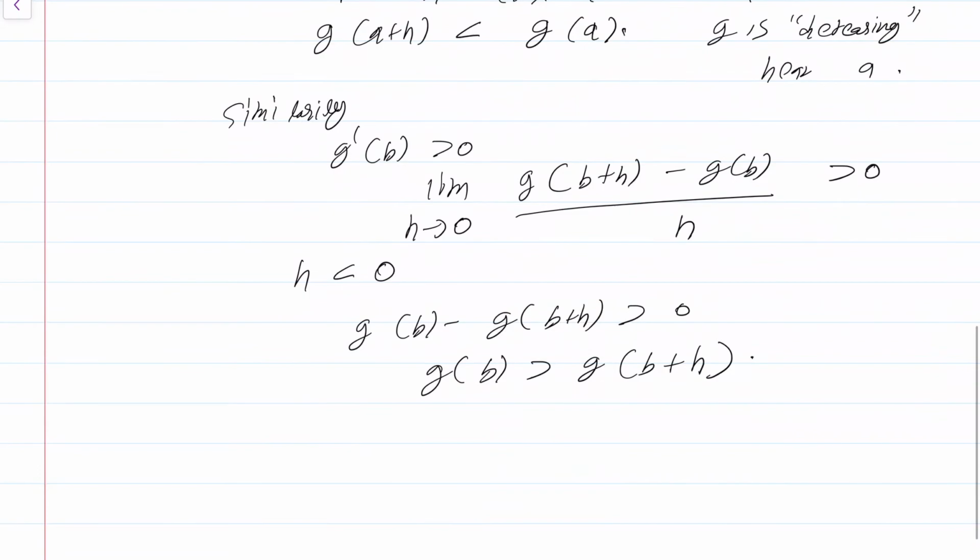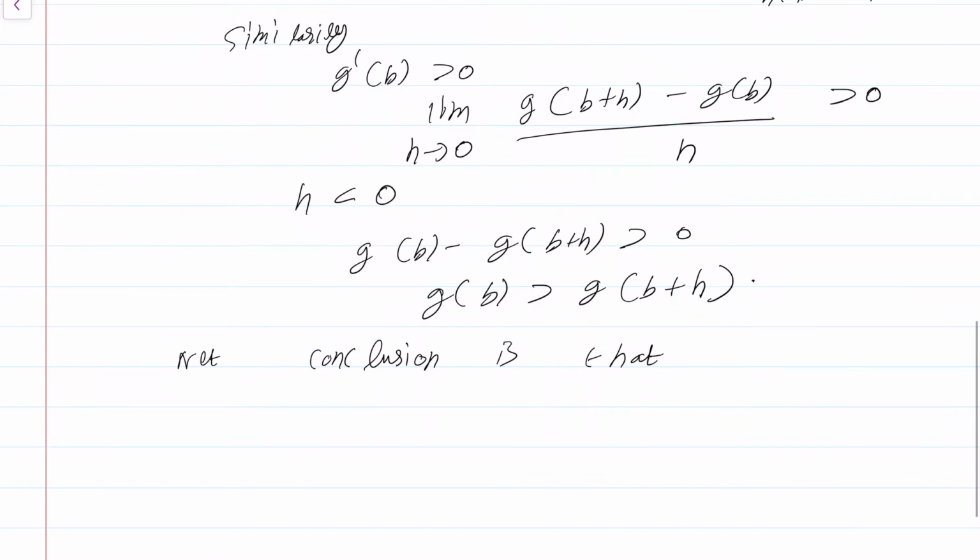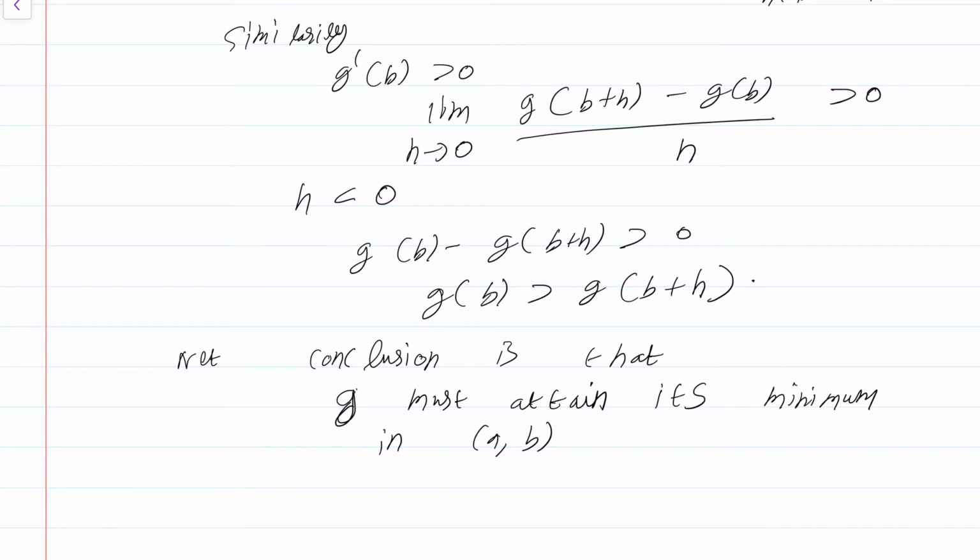Okay, so the net conclusion is that g must attain its minimum in (a, b). g certainly attains its maximum and minimum in the closed interval [a, b], but it must attain its minimum in the open interval (a, b).